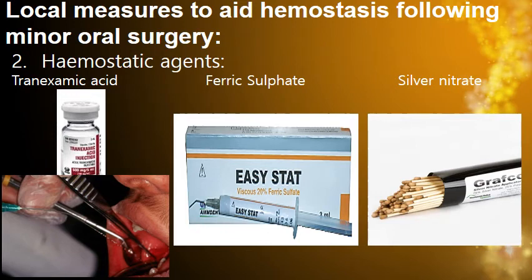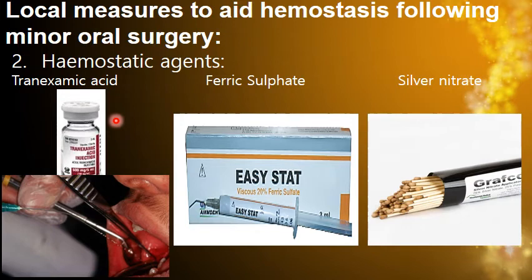The second is the use of hemostatic agents. First of all, we have tranexamic acid. It may come as an ampoule or as a mouthwash. It can be effective in controlling postoperative bleeding. What is the mechanism of action of tranexamic acid? It acts by binding to the plasminogen, which is found in the blood, and inhibiting the subsequent fibrinolysis.